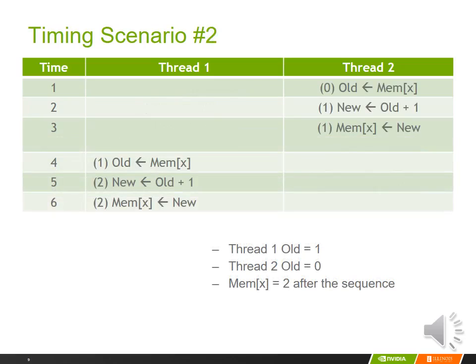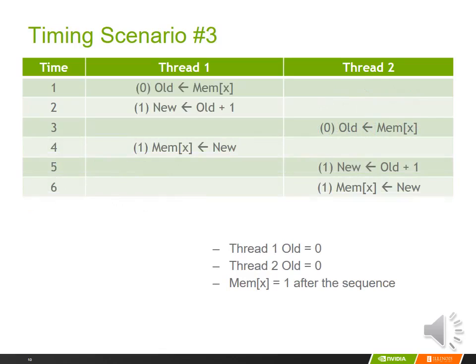In timing scenario 2, thread 2 will execute its read, modify, write sequence before thread 1 starts its sequence. And the roles of thread 1 and thread 2 will be reversed from the previous scenario. So it's easy to see that thread 1's old variable value will be 1, thread 2's old variable value will be 0, and the final value of the memory location X will be 2 after this scenario. And this is also a good outcome.